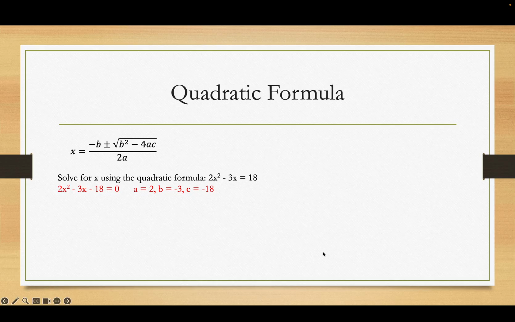Solve using the quadratic formula. 2x squared minus 3x equals 18. We know the first step is to subtract 18, get it all on one side with the quadratic formula. We want equals 0. There's A, B, and C. Solve it up. Go ahead.